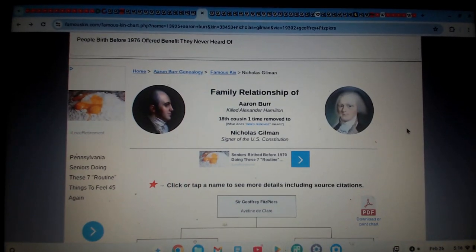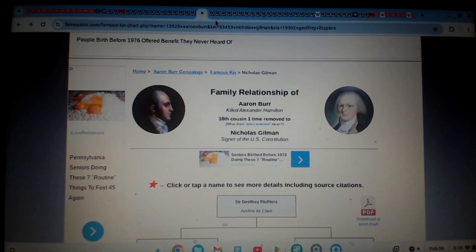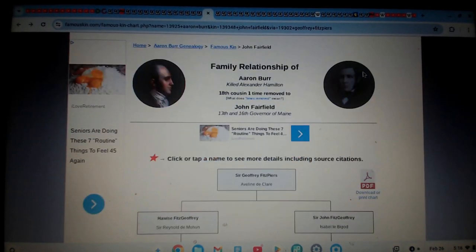How about let's do the signer of the U.S. Constitution. We did a couple of Declaration of Independence. Let's do the U.S. Constitution. Nicholas Gilman. Oh, again. He shares the same 2 kings, Robert I, Charlemagne, and now also Sir Geoffrey Fitzpiers and Evelyn de Clare. Well, okay, but it's not about bloodlines or specific bloodlines. It's just willy-nilly.